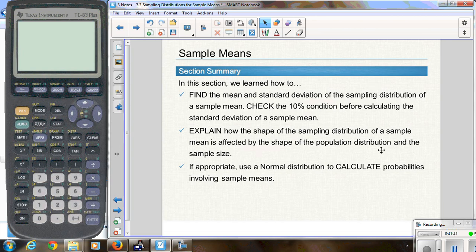You want to understand how the shape of the sampling distribution is going to be affected by the population as well as the sample size. So X bar will be normal if my population is normal, or if my sample is at least 30. So those are the two criteria needed to be able to use a normal distribution. If the criteria is met, then you do want to be able to use a normal distribution to calculate probabilities.